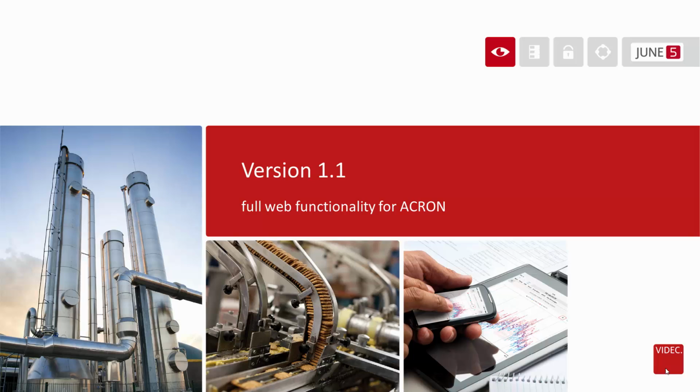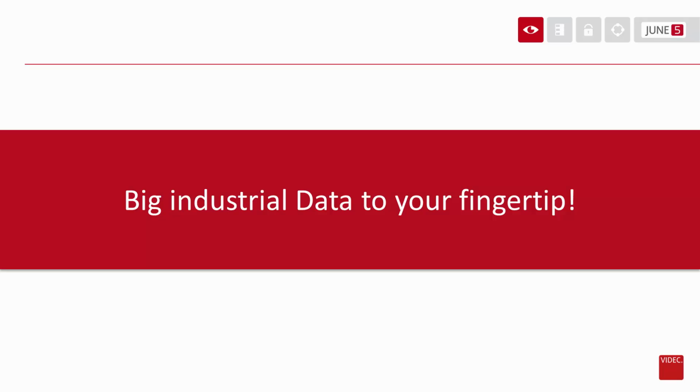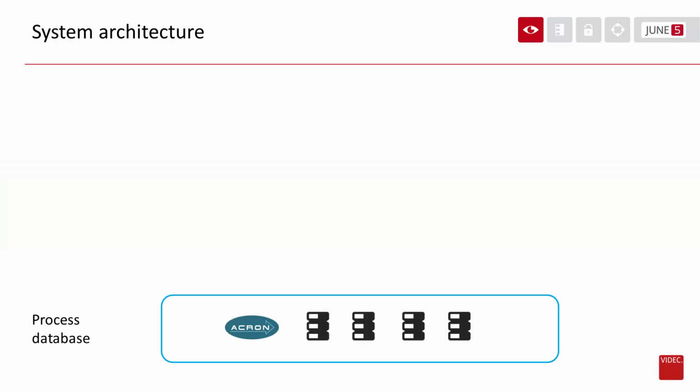These PowerPoint slides will give you a general overview of the functionalities of our JUNE5 web analytics. With JUNE5, we bring your big industrial data directly to your fingertip on modern devices like smartphones, tablet computers, and of course the standard web browsers without any plugin. JUNE5 is designed to catch any industrial data from historian platforms, like the well-known reporting solution Acquin. Of course, the architecture allows additional interfaces to other historical databases.